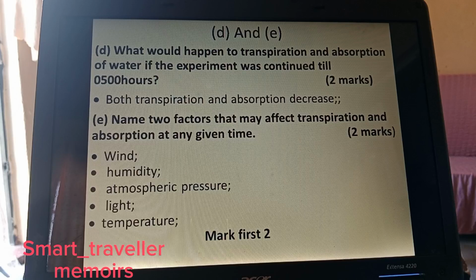What would happen to transpiration and absorption of water if the experiment was continued till 5 hours? Both transpiration and absorption decrease. Name 2 factors that may affect transpiration and absorption at any given time. These are the wind, humidity, atmospheric pressure, light, and temperature.